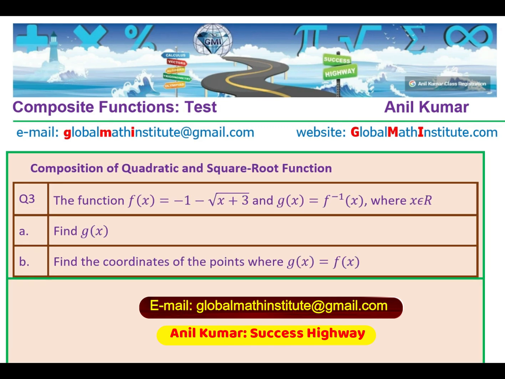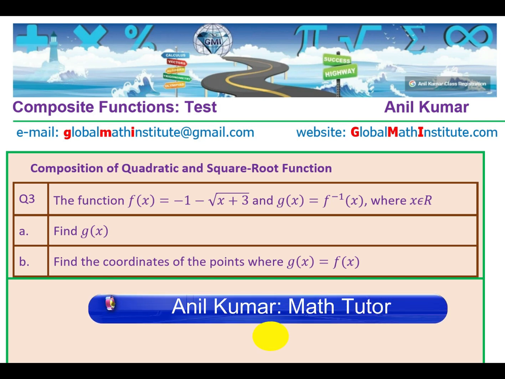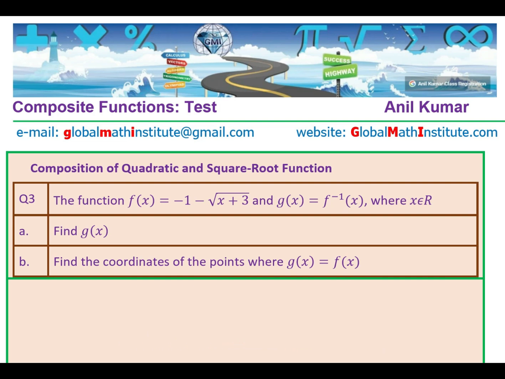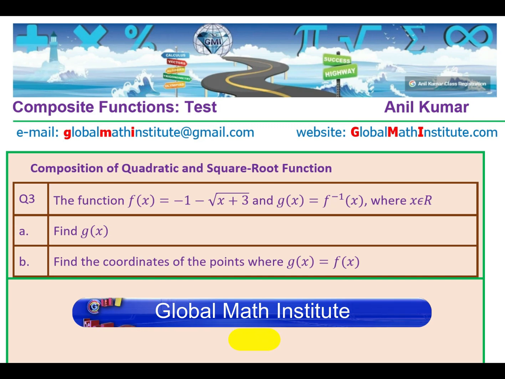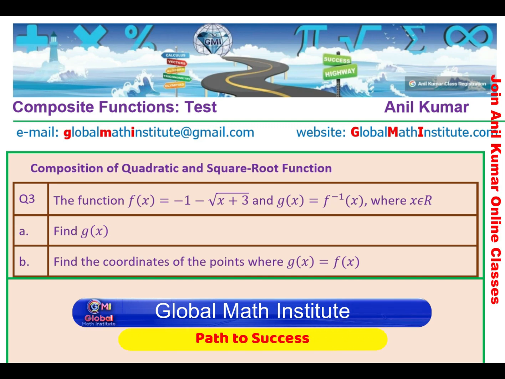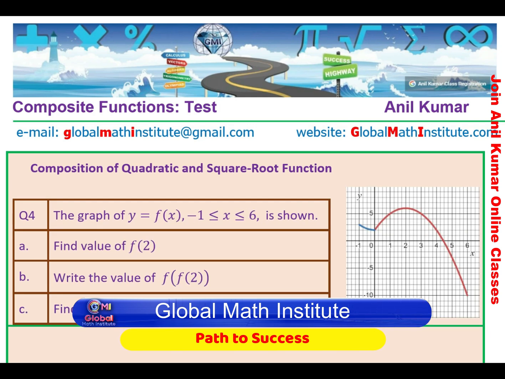Here is question number 3. The function f of x equals minus 1 minus square root of x plus 3 and g of x is equal to f inverse of x, where x belongs to real numbers. Find g of x, that is the inverse function. Find the coordinates of the points where f of x equals g of x. Interesting. The last question for you is right here.